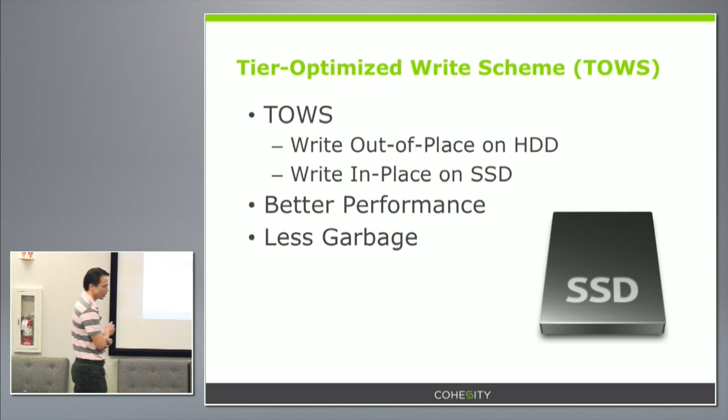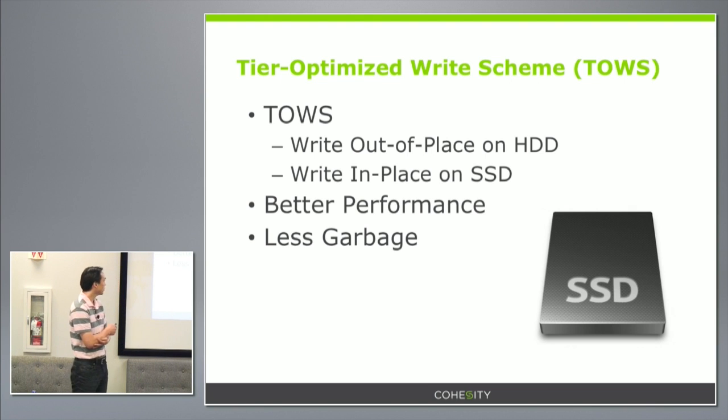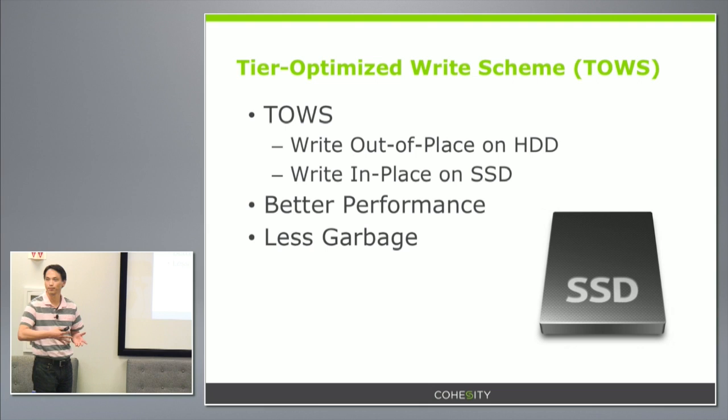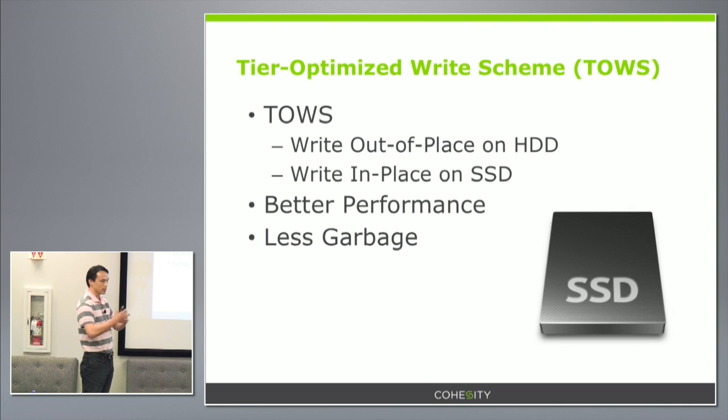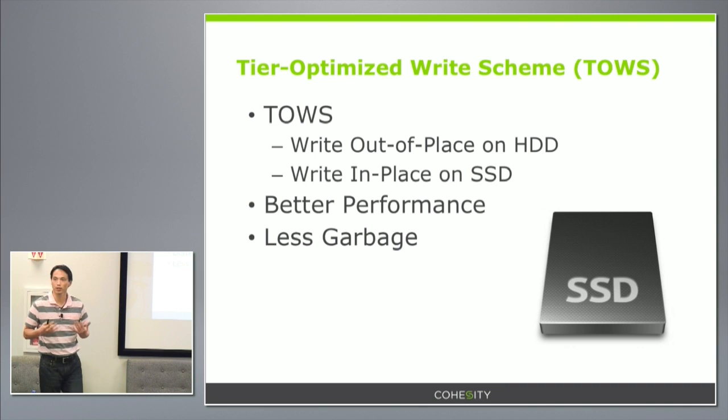So what we do is when we write to the HDD, the hard drive, we write out of place. Okay? So if you have lots of random writes, we sequentialize them and write out of place. But if the data is hot and it's on SSD, we actually write in place. And what this does is it gives us really good performance. Obviously writing out of place in a sequential fashion on disk is very efficient. And if the data is hot, you want to always write on SSD because that's just much faster than writing to disk.